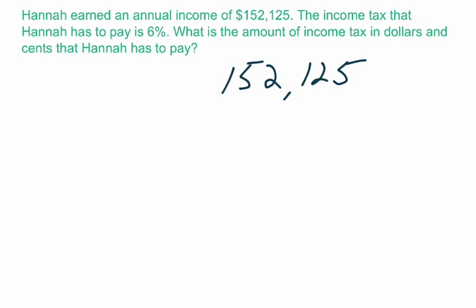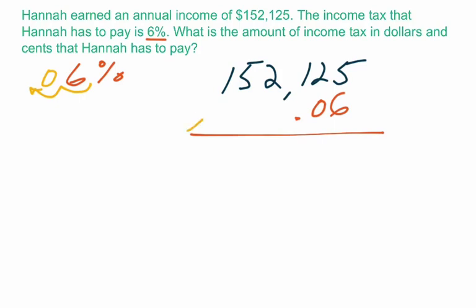All we really need to do when you solve for income tax is multiply that gross amount of money, in this case the annual income, times the rate or the percent. So 6%, and as we've been working on, we always turn it into a decimal, which is moving it back 2 places, which would make this 0.06. After we multiply this out, we can figure out how much income tax Hannah would have to pay. So let's solve this real quick.